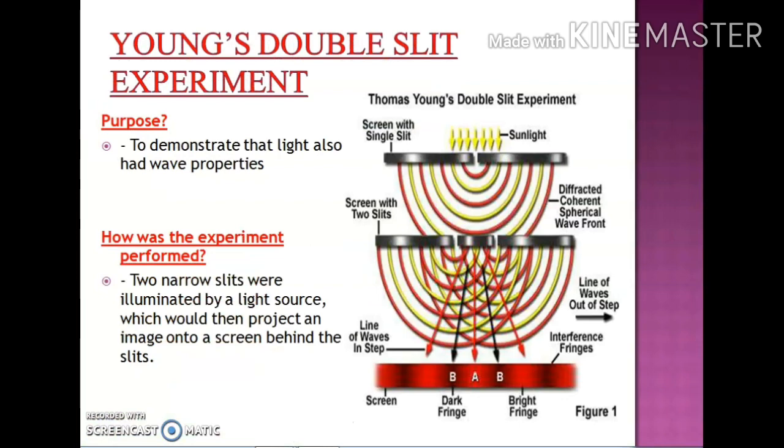Now we will talk about Young's double slit experiment. Dr. Thomas Young was the first who explained the phenomenon of interference of light with the help of the experimental setup shown to you. In this case he used a narrow slit and then two slits S1 and S2, and he got an image on the screen. What was the purpose of this experiment? He wanted to demonstrate that light also has wave properties.